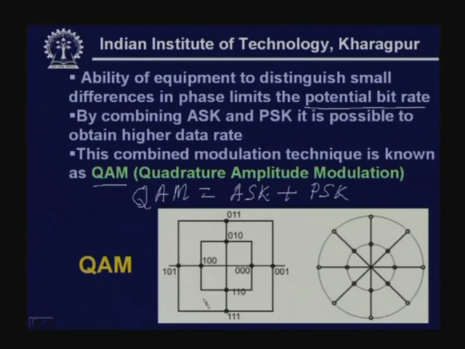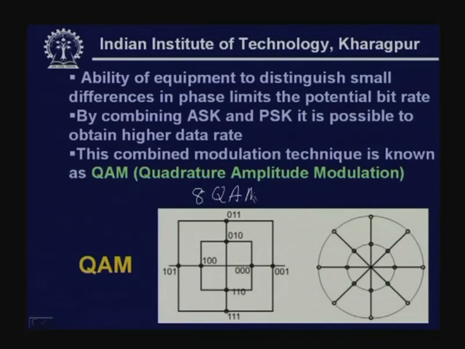For example, this is your 8 QAM. So in this case, as you can see, we have used 2 amplitude levels. This is one amplitude level and this is another amplitude level, and 4 phase values. So 0, 90, 180, 270. So 4 phase values and 2 amplitude values. As a consequence, we are getting 4 into 2, and that leads to your 8 QAM.